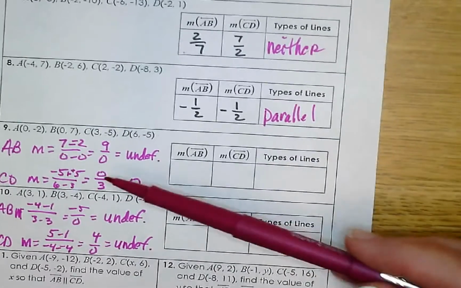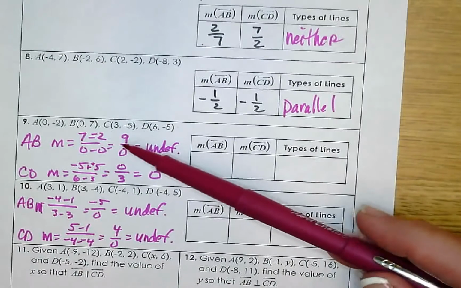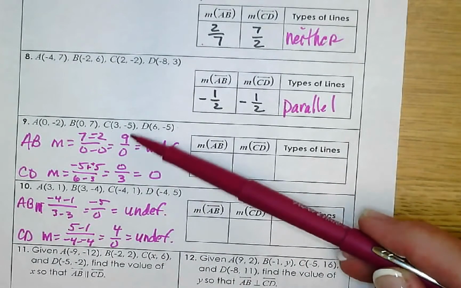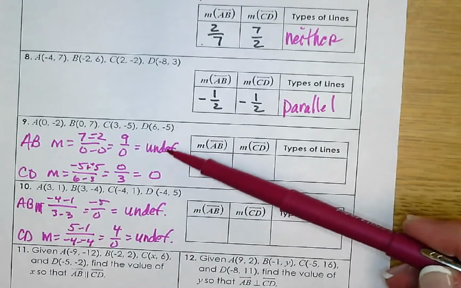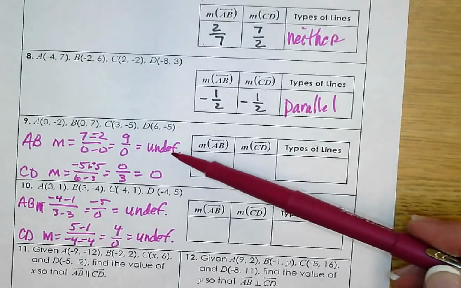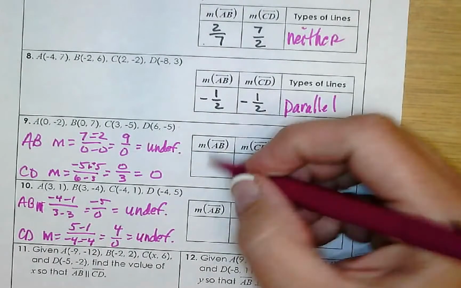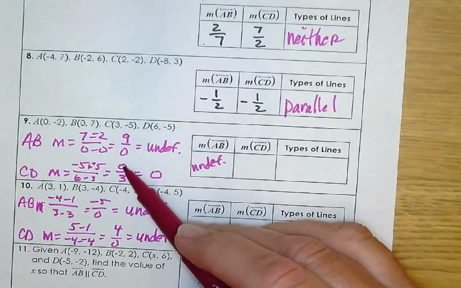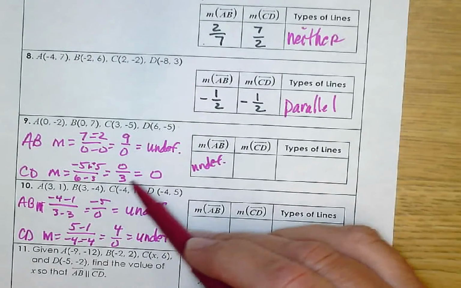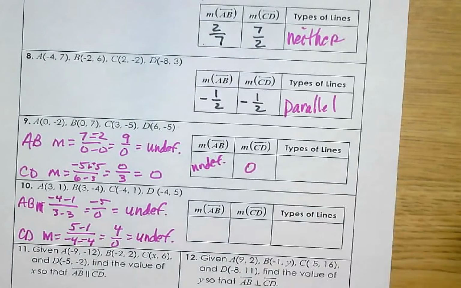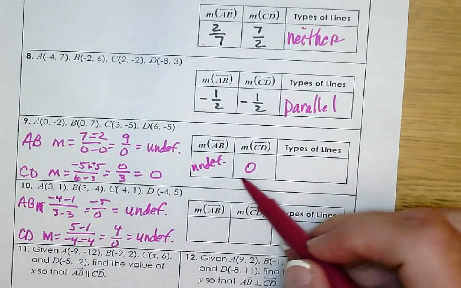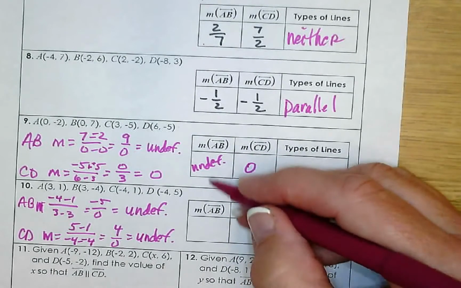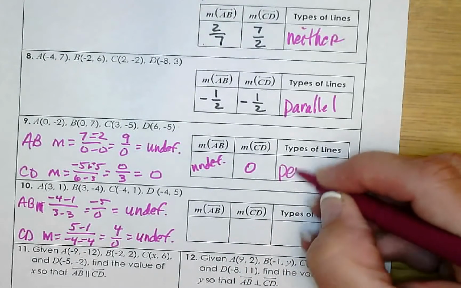Okay, let's take a look at number 9. This one I did fill out. You'll notice that when I did the formula, I get a 0 on the bottom. 9 divided by 0 is undefined. Thou shalt not divide by 0. That's undefined. So AB, I'll put undefined here. CD, when I work that out, I got 0/3. 0 divided by anything is 0, so the slope of CD is 0. I have one of each. One goes vertical, one goes horizontal. That's perpendicular.